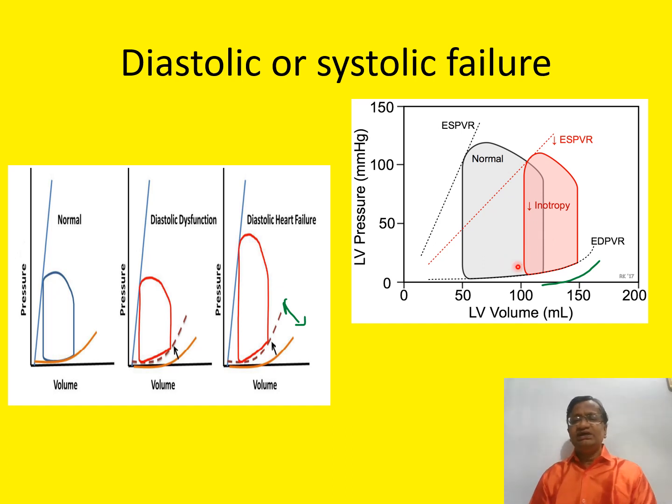Now here, you can see the curve is similar. The compliance is not much affected, but it cannot push out. The end systolic and end diastolic volumes are high. It contracts, but it cannot eject. It contracts, okay, but it is not powerfully ejecting here. And again, the end systolic volume and the end diastolic volume are high. The curve is shifted to the right. This is systolic failure, and this is diastolic failure.